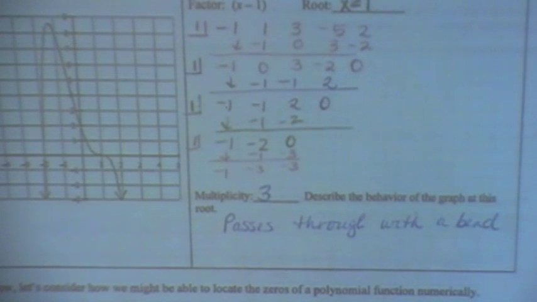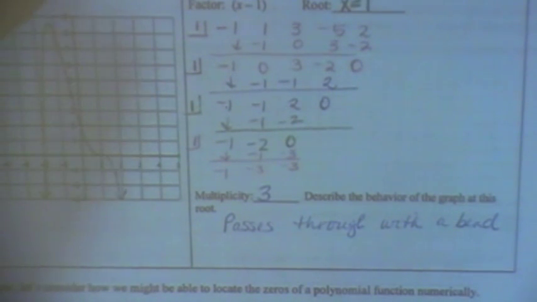Okay, so it says, now let's consider how we might be able to locate the zeros of a polynomial function numerically. Consider this function, there it is, that we investigated earlier, and whose graph is shown below. Find each pair of function values in the table below and answer the questions that follow. Okay, so find h of -2 and h of -1.